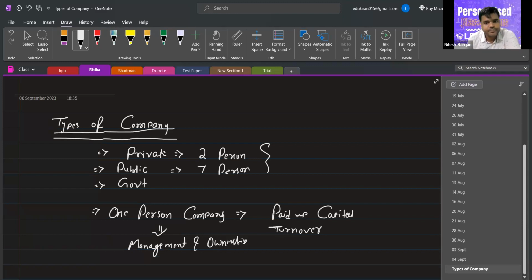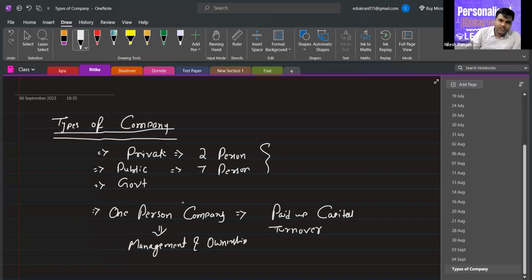So these are some things that are given for a 1 person company. All the restrictions that are put on private company and public company are removed for a 1 person company, so that you can take the benefit of a company, and you don't have to follow all these rules that are applicable on private company, public company, and government company. So there are some benefits for a 1 person company. Okay, so these are our types of company. Is this clear?